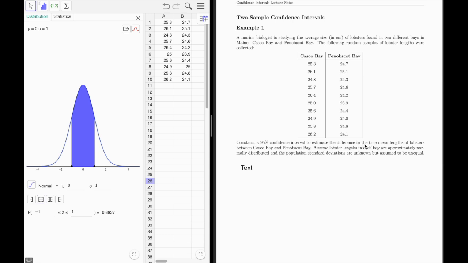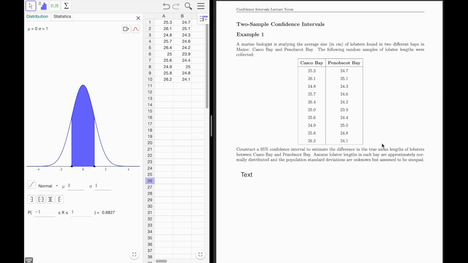So we're looking at the difference in the means. So that means that we're going to be using a t-interval or a z-interval for differences when we're dealing with the means. We are not provided the population standard deviation in this case for either population. So we're going to have to use a t-interval for the difference in means.